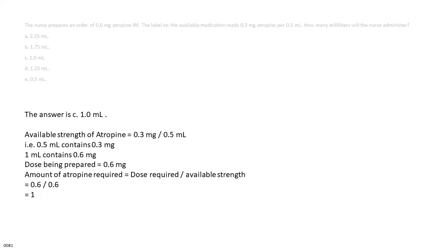The answer is C. 1.0 milliliters. Available strength of atropine equals 0.3 milligrams divided by 0.5 milliliters. That is, 0.5 milliliters contains 0.3 milligrams. 1 milliliter contains 0.6 milligrams. Dose being prepared equals 0.6 milligrams. Amount of atropine required equals dose required divided by available strength equals 0.6 divided by 0.6 equals 1.